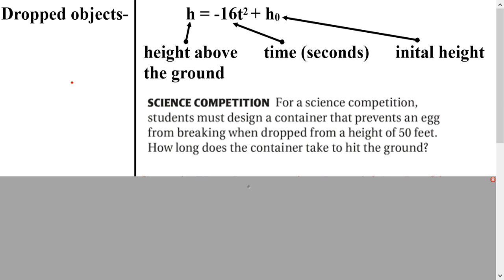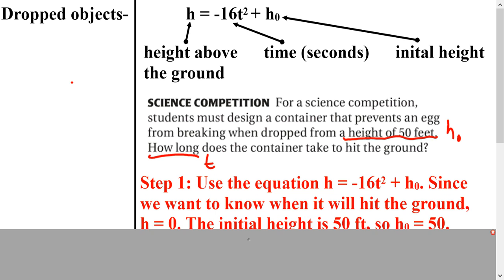So here's a question for you. For a science competition, students must design a container that prevents an egg from breaking when dropped from a height of 50 feet. How long does the container take to hit the ground? So if we break down our question, basically we have an initial height of 50 feet, so that's what you're going to plug in for h naught. And then it says how long does the container take to hit the ground? So what are we trying to find? We're trying to find t, because t is the time in seconds that it takes to hit the ground.